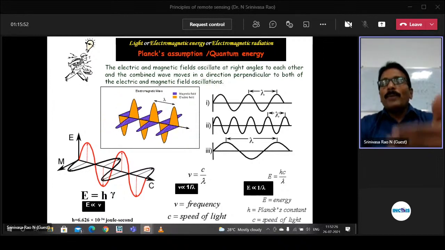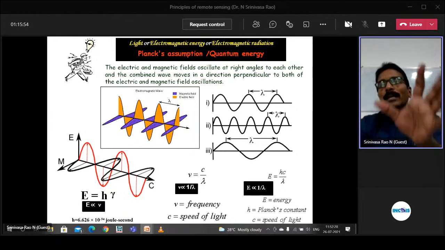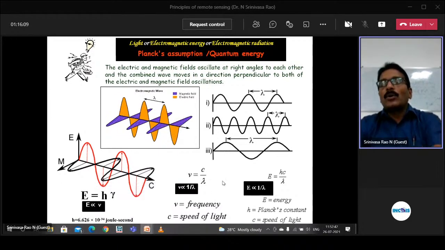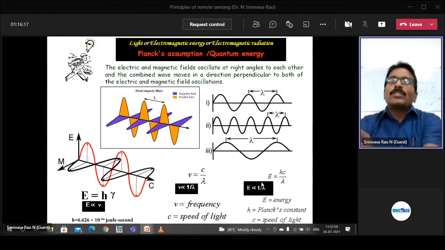Now based on this, if you take any remote sensing textbook, light is represented either in terms of wavelength, that is micrometers or nanometers, or in terms of frequency, that is gigahertz, kilohertz and hertz. I hope everyone understands that relation. If you understand this relation, remote sensing is very easy.